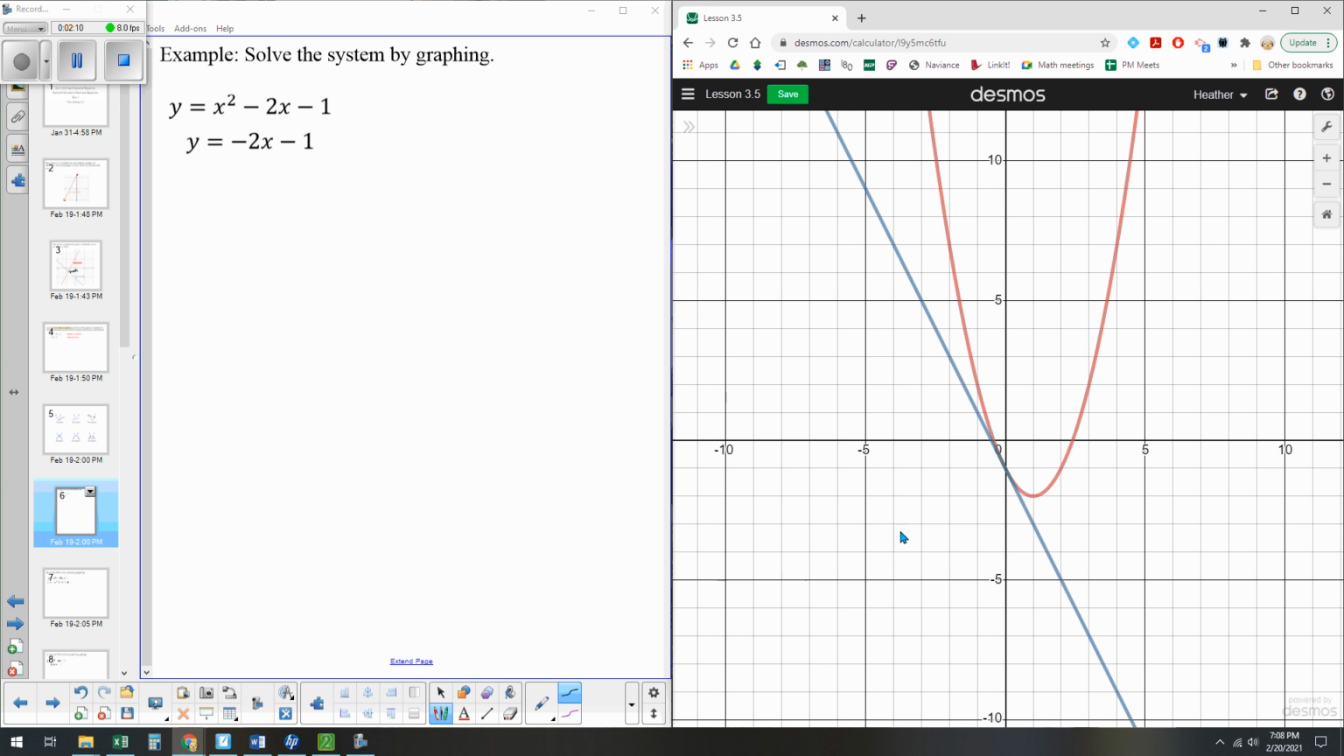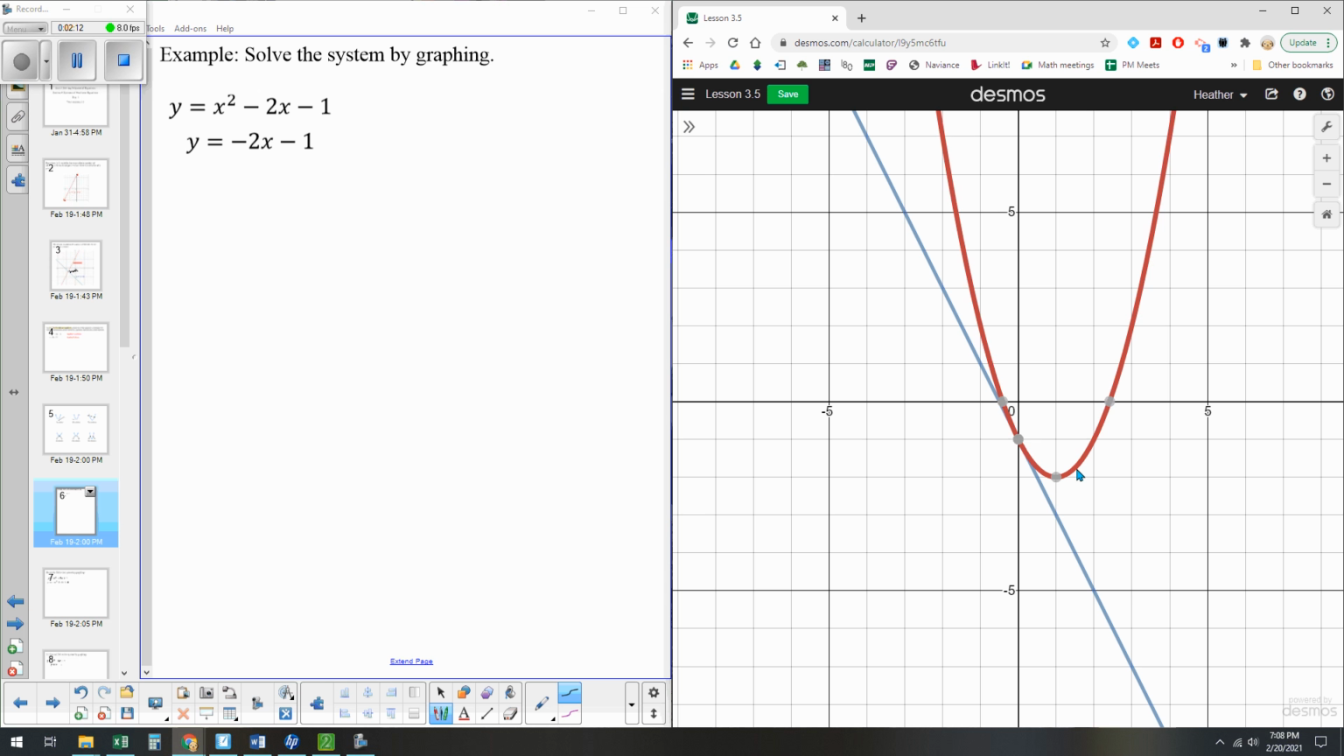So let's get this out of the way. We have a point right here of intersection, 0, -1. So that would be our solution. That's all we have to put, right? If we're solving the system by graphing, we're looking for the point or points where they intersect.